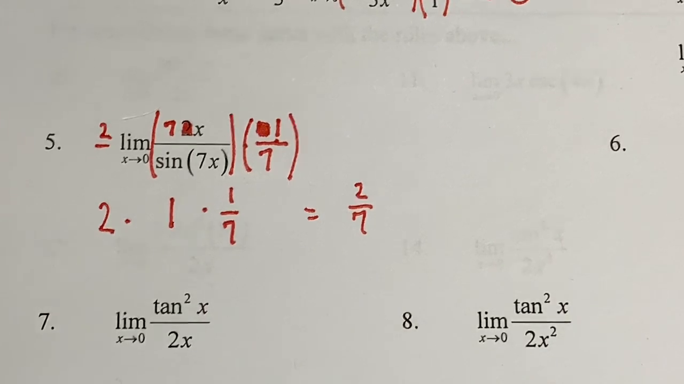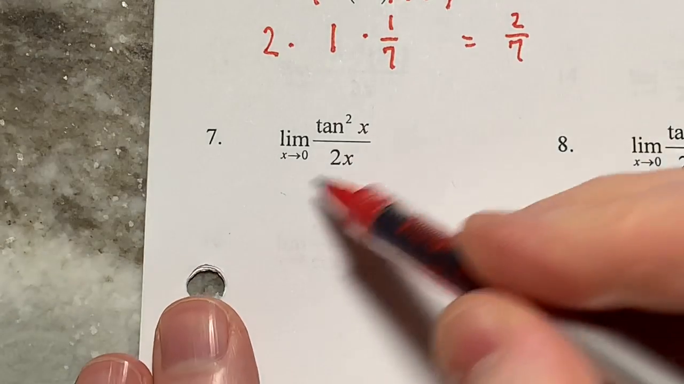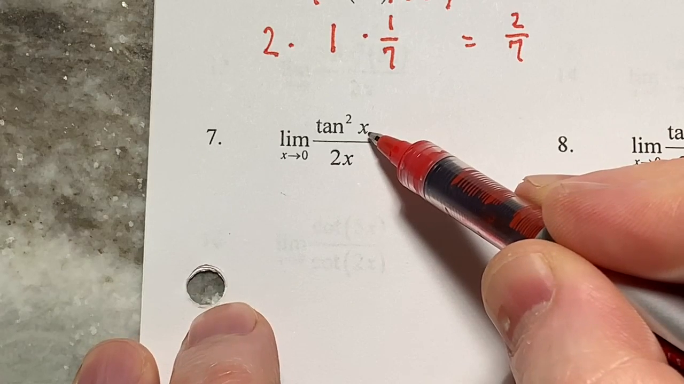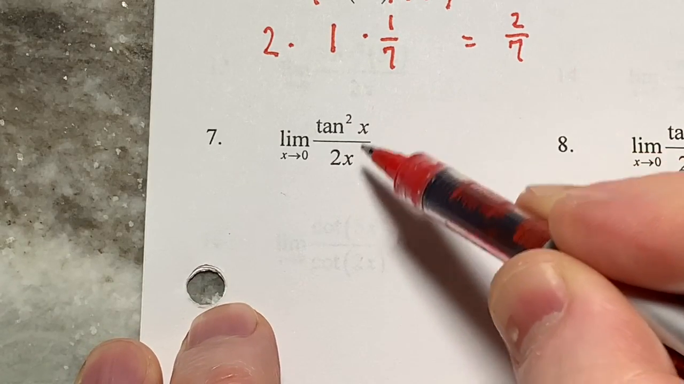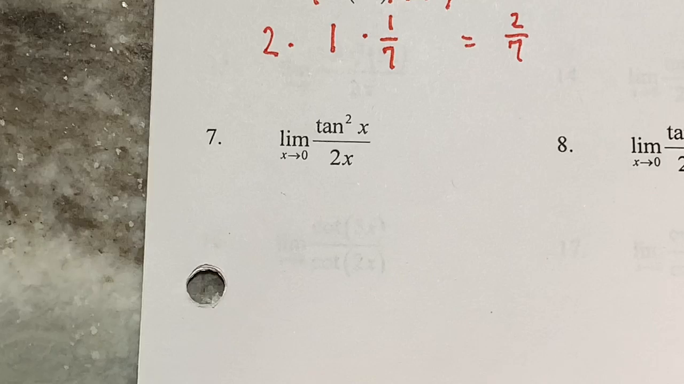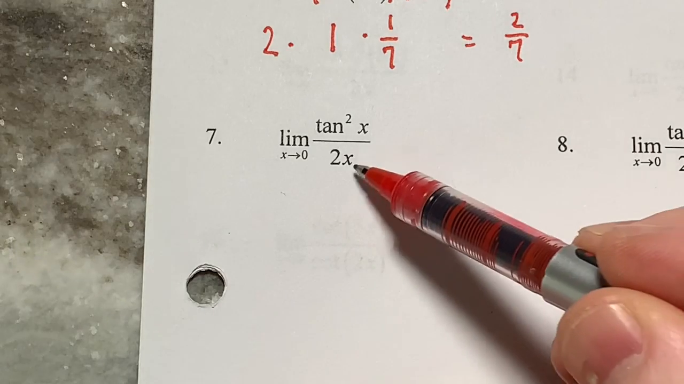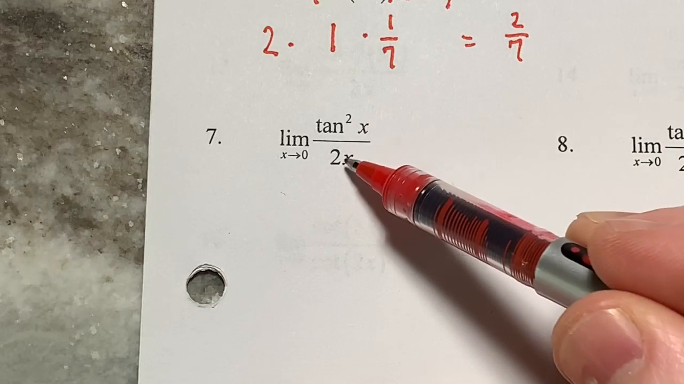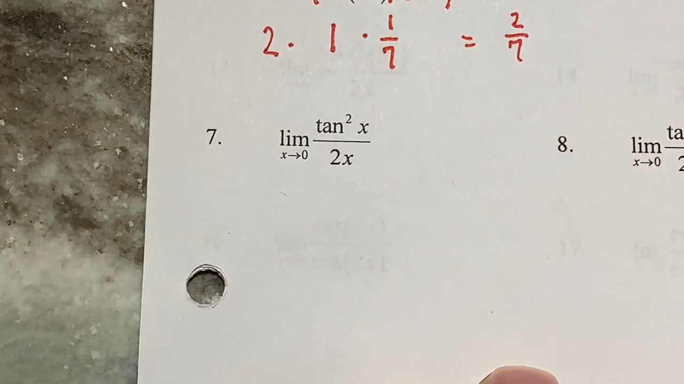All right, look at number 7. Number 7, when I plug a 0 in, I get tangent of 0, which is 0. 0 squared is 0, and 2 times 0 is 0. So again, 0 over 0. So what do I do with that? Well, this is not a rule. This is tangent squared over 2x. I don't even have that in one of my top 5.